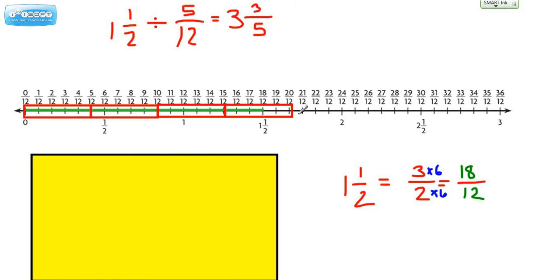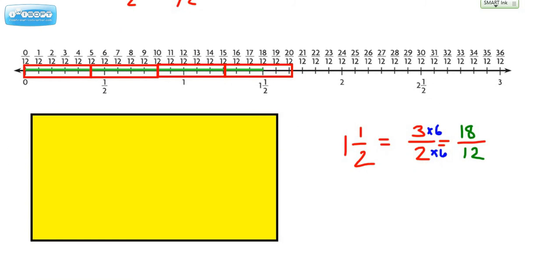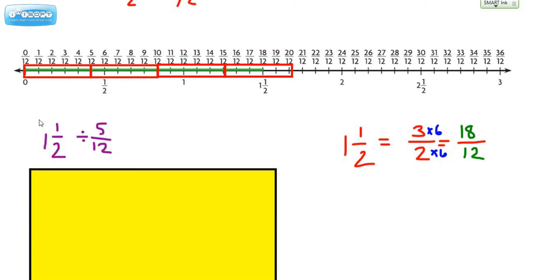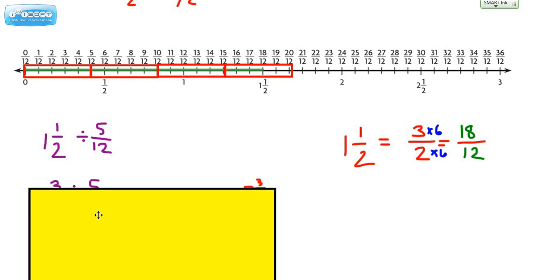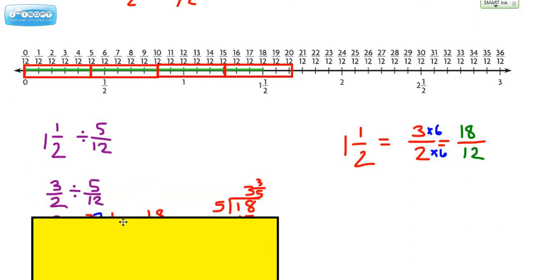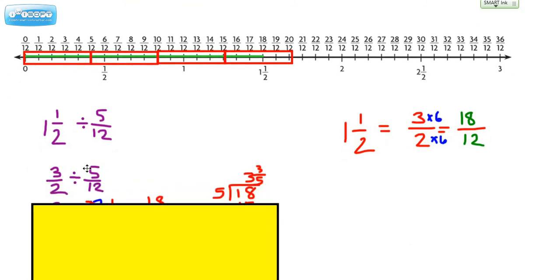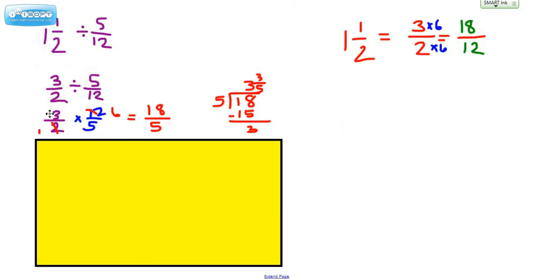Now, if we were just going to do the standard algorithm for this, we would write it out. We would turn any whole or mixed numbers into improper fractions, so this again would be equal to 3/2. Then we would say to ourselves, keep, change, flip. We always multiply by the reciprocal of the divisor. So we keep the dividend, we change this to multiply, and we change that to its reciprocal. So then we're looking at 3/2 times 12/5.